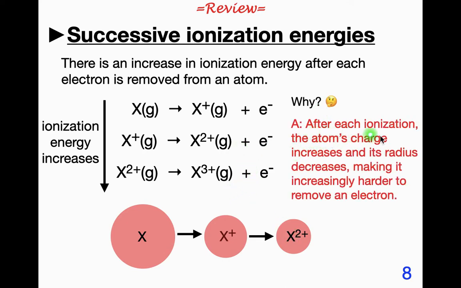So the answer to the question: after each ionization, the atom's charge increases and its radius decreases, making it increasingly harder to remove. So every time you remove an electron, it becomes harder to remove the next one, and harder to remove the next one. This is called successive ionization energies. It always gets greater and greater and greater.